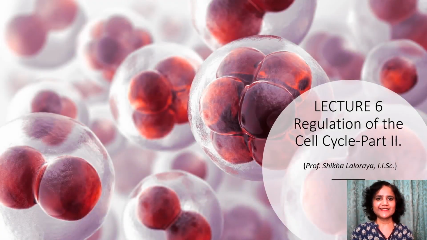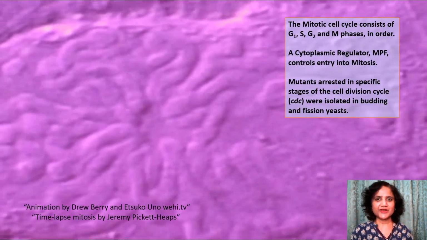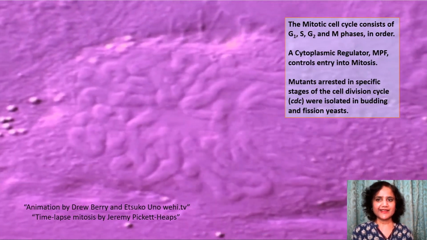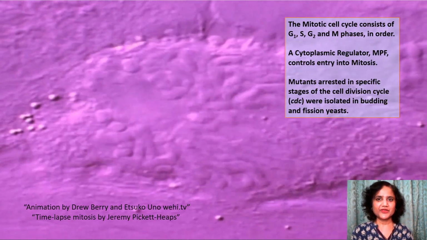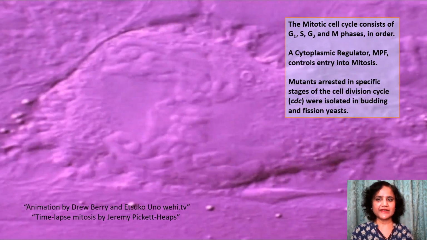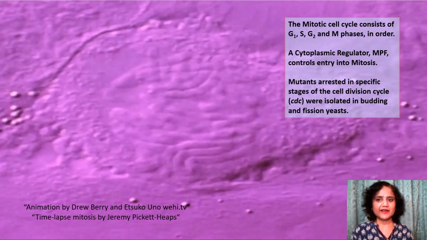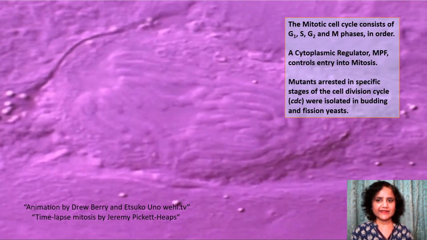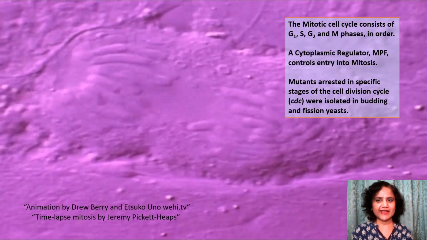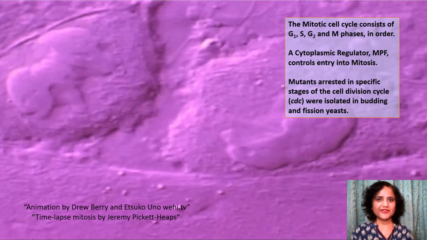Hello everyone, welcome to the second lecture on cell cycle regulation. In the last lecture, we discussed the mitotic cell cycle. We discussed that the mitotic cell cycle consists of G1, S, G2 and M phases, and a cytoplasmic regulator MPF controls the entry into mitosis. We also discussed that mutants arrested in particular stages of the cell division cycle. The CDC mutants were isolated in budding and fission yeasts.